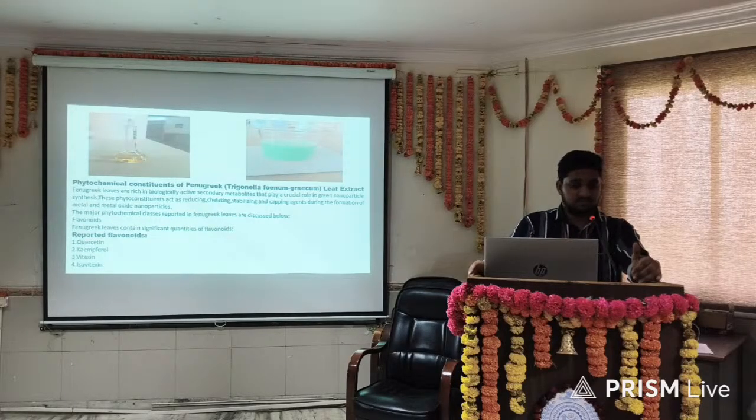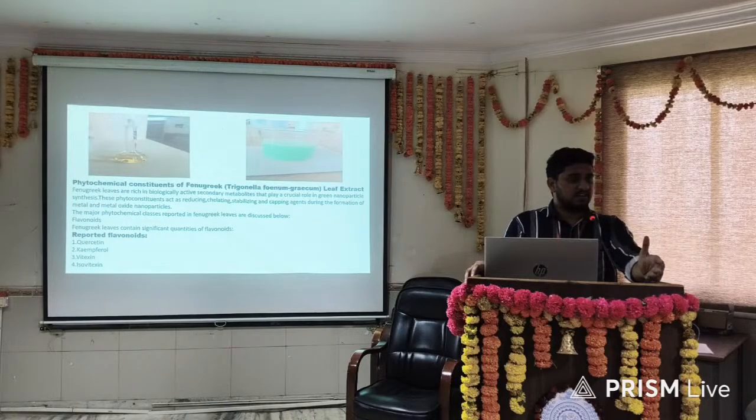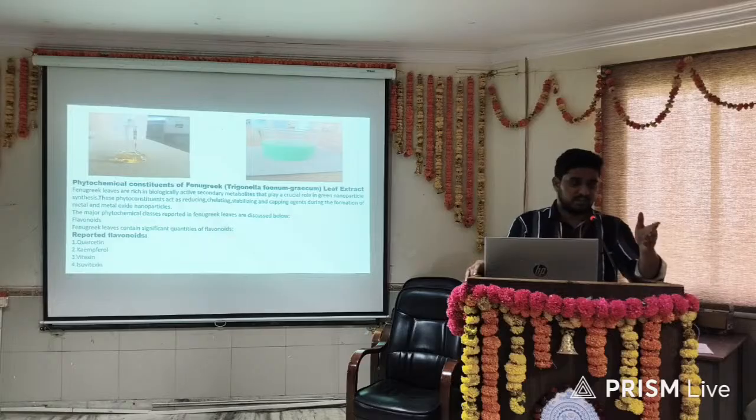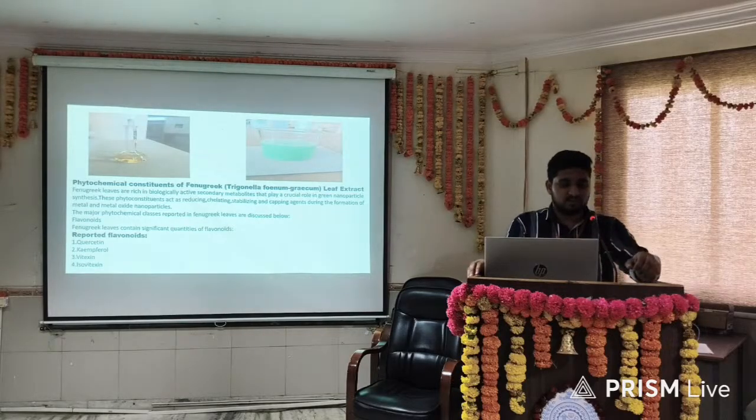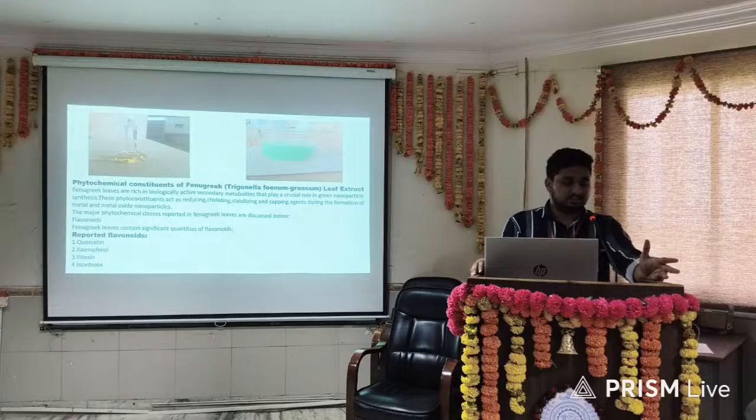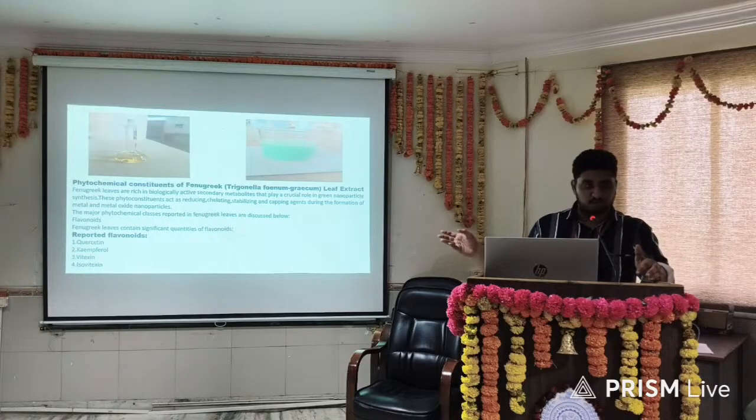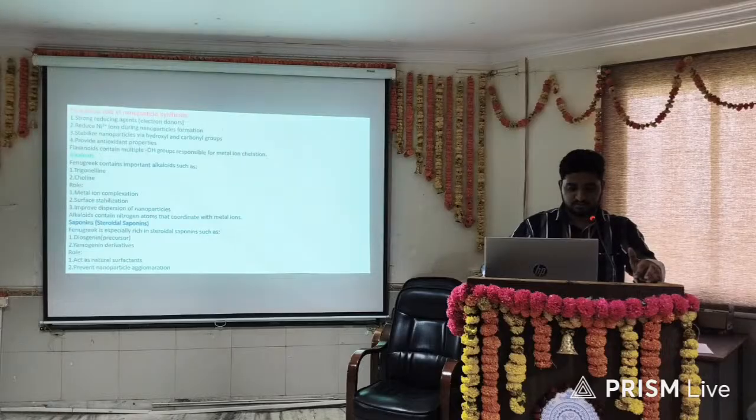Phytochemical constituents of fenugreek. The phytochemical constituents are biologically active secondary metabolites that help in green nanoparticle synthesis. These phytochemicals act as reducing, stabilizing, capping, and chelating agents. Reported flavonoids are quercetin, camphor, vitexin, isovitexin.